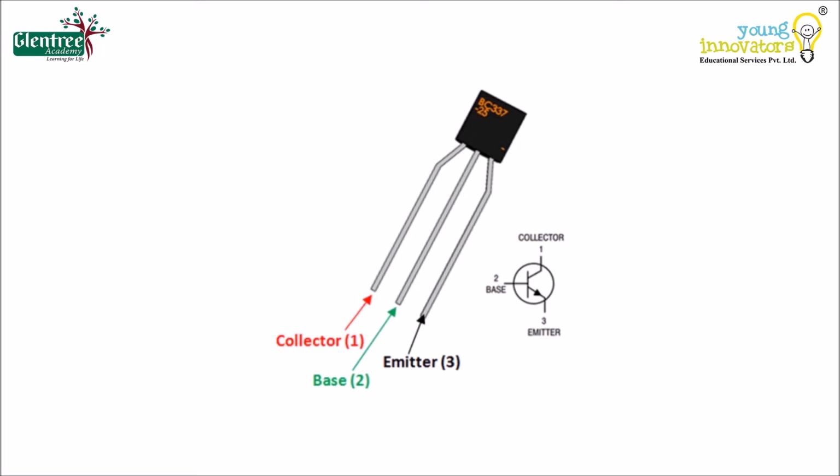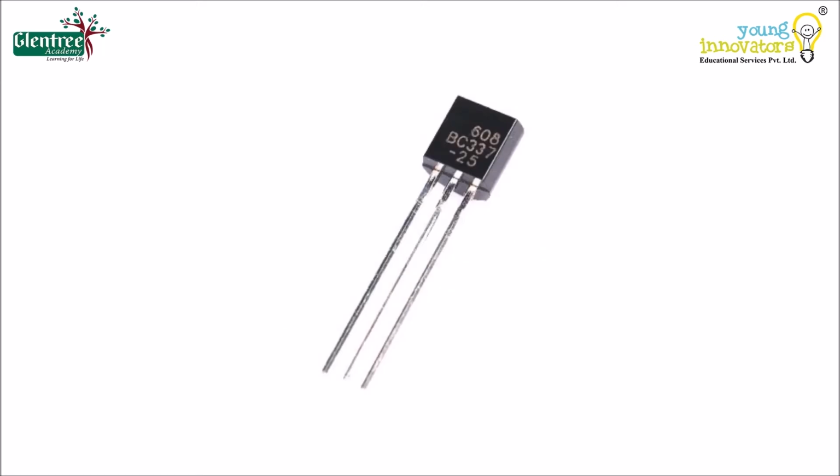The base terminal acts as the controlling terminal for the current flow. The emitter acts as a negative lead and the collector acts as a positive lead. So, positive voltage will be given to the collector and the negative voltage will be given to the emitter, and the base controls the current flowing in the circuit.